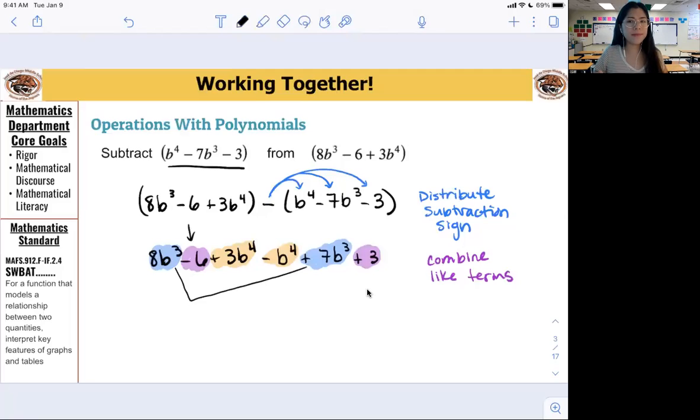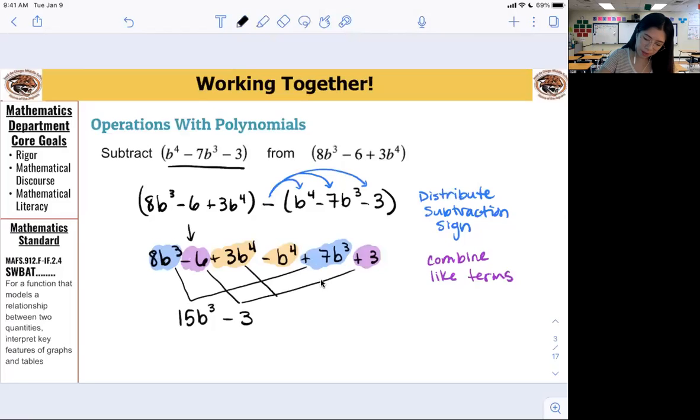What operation am I using? Am I adding or am I subtracting? Adding. Will it be 16b cubed? Not 16. Oh, 15, yeah. So just be careful, Juan, because this is a plus sign here, because we had to flip it, remember? So we're adding. What about -6 and +3? -6 plus 3, good, -3.